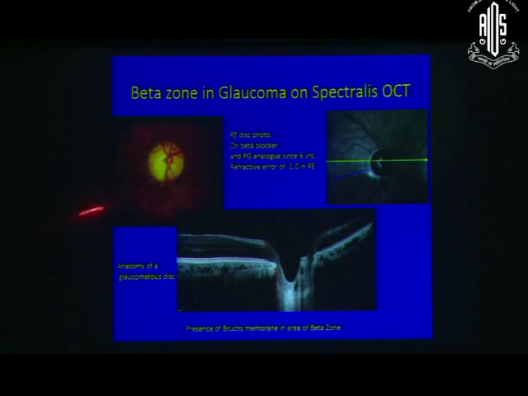And this is the beta zone that we know of so well in glaucoma. And when you pass an enhanced depth imaging scan, you'll find that the Bruch's membrane reaches right up to the margin of the optic disc. So this point correlates with the margin of the optic disc here, and this point here correlates with the margin of the beta zone. So it's just another way of figuring out where the beta zone lies.